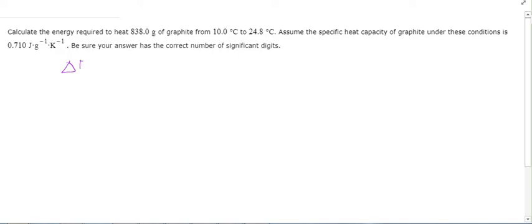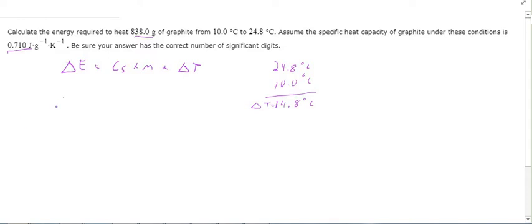The change in energy is equal to specific heat capacity times the mass times the change in temperature. We're given specific heat capacity, we're given the mass, and we got to figure out that change in temperature. Change in temperature is final minus the initial. The final is 24.8 degrees C. The initial is 10.0 degrees C. And so if I do that math, I have 14.8 degrees C as my delta T.